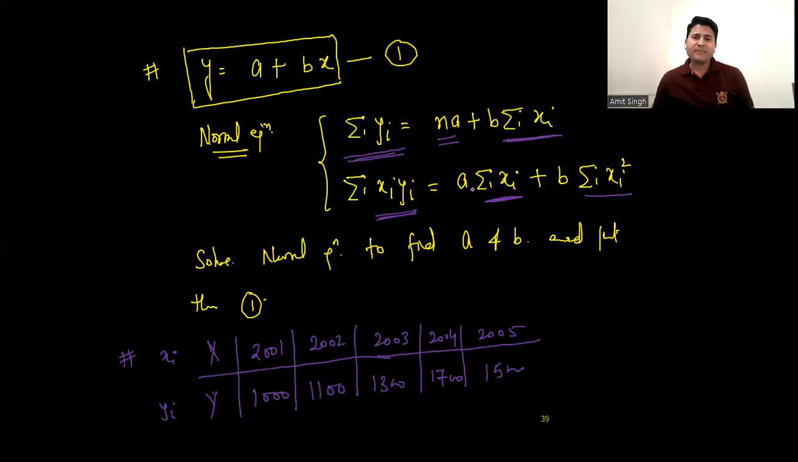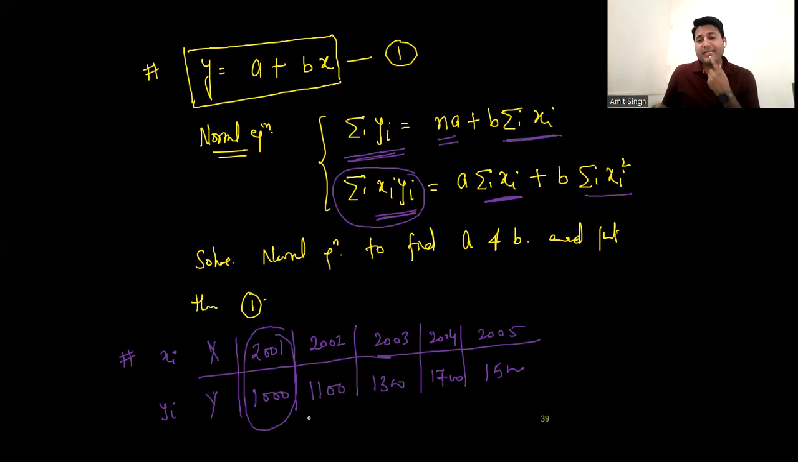If I need to do this second equation, Xi into Yi, so 2001 into 1000, this entry will become too large in magnitude. The calculation is also too big. So we know a result that when we are fitting the trend line and the data is too large, we can change the scale and change the origin also. It doesn't affect the trend line.